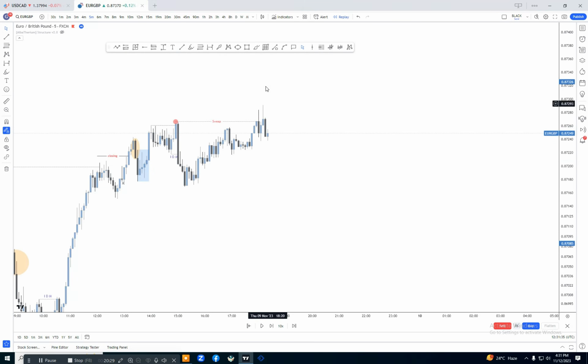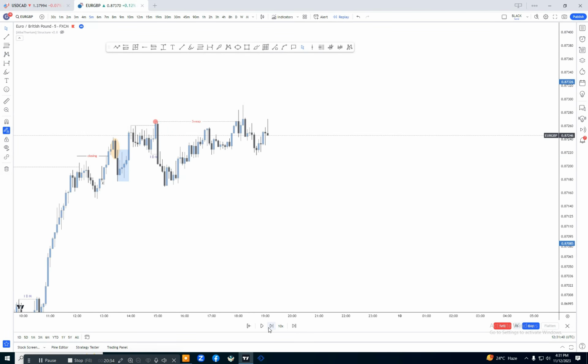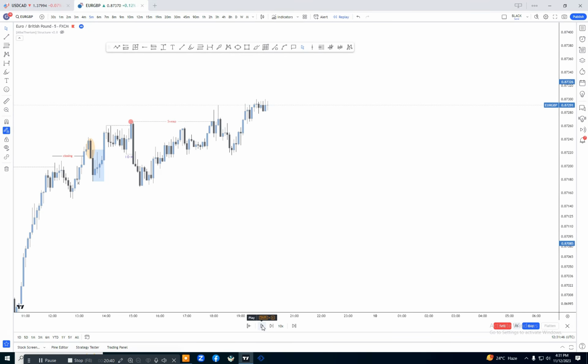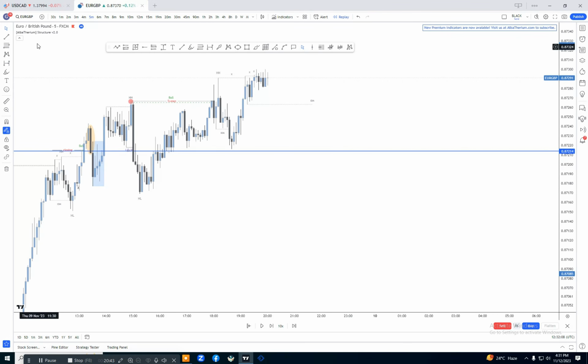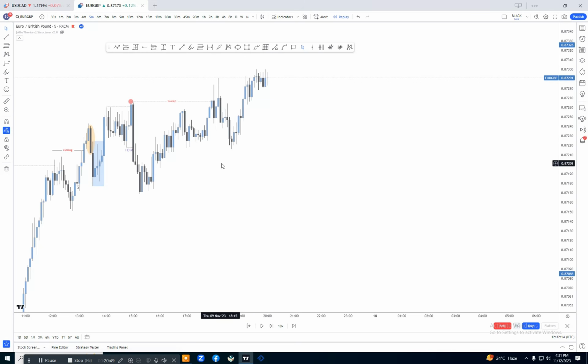So we need to wait for the inducement to be taken out. Sorry, first of all we need to wait for the candle closing confirmation to confirm our higher high. This was our breakout structure here, because we have a candle closing confirmation here, and after that, the market again broke the previous high and gave us an inducement here, and the market has successfully taken out the inducement. After taking out the inducement, our higher high is confirmed here.